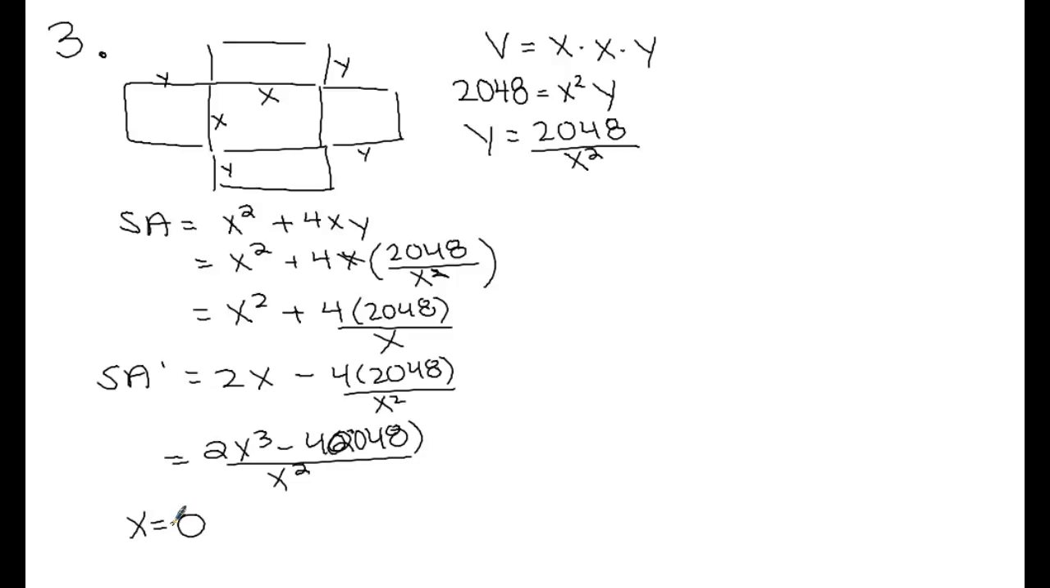So again, you got to this point. So you would end up getting x cubed equals 4 times 2048 divided by 2. I would expect you to be able to figure out, okay, that's 2. So then 4,048 or 4,096 rather.